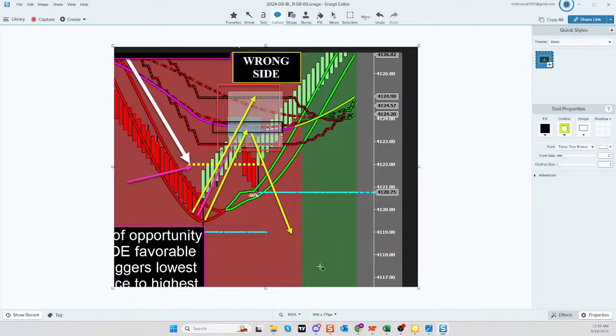Does that visual help a little bit? So we create expectations. The triggers are the expectation for price. The areas are the expectation for the bounce. And this is why our entries become so precise.